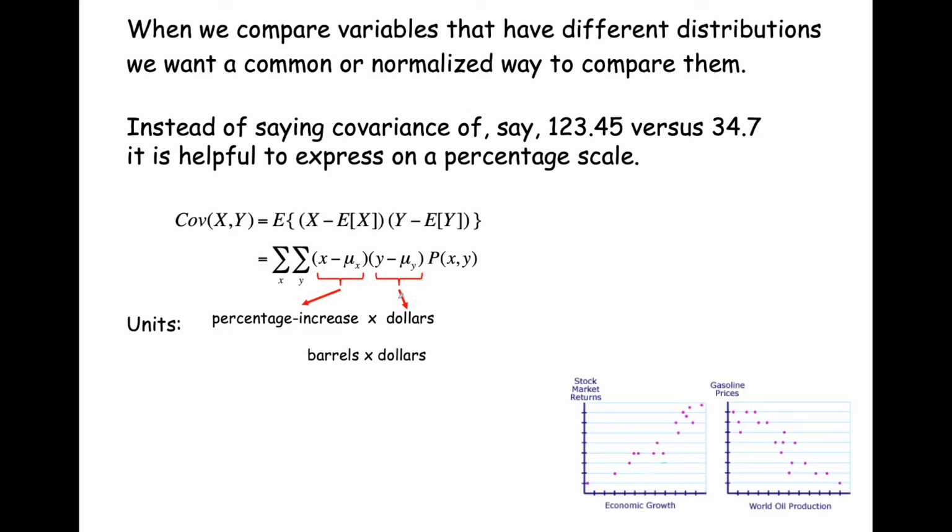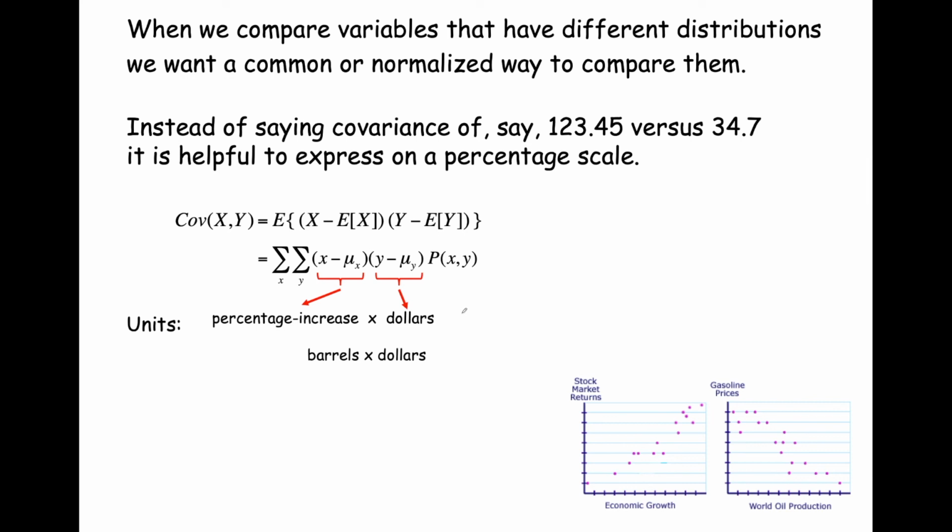If we were to look at the units for covariance, for economic growth we have a percentage increase, and then for stock market return, dollars. So the units for this would be percentage increase times dollars. If we were to look at the units for covariance for the coupling between world oil production and gas prices, we'd say barrels of oil for oil production and dollars. So barrel dollars or percent dollars. That doesn't really make sense.